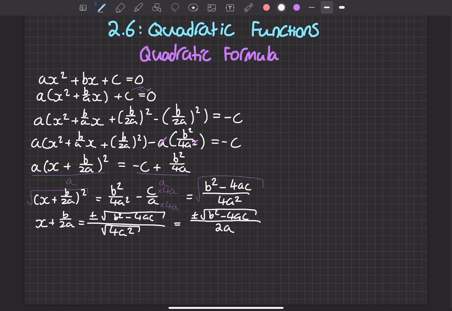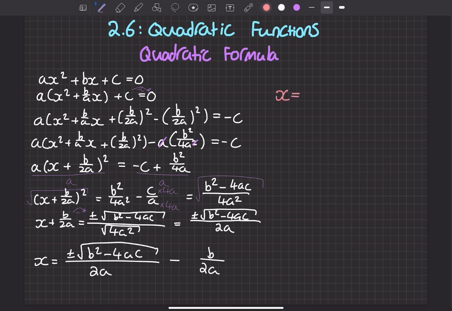And finally, we just bring this b over 2a to the other side, just subtract it. And what you have is x equals plus or minus root b squared minus 4ac over 2a, minus b over 2a. And yep, this is it. This is your quadratic formula: x equals minus b over 2a plus or minus root b squared minus 4ac over 2a. This is a derivation of the quadratic formula.